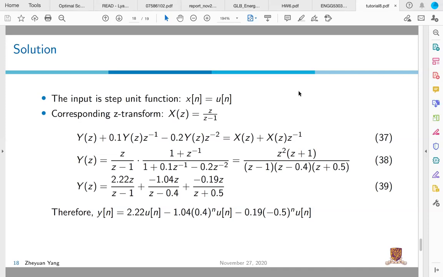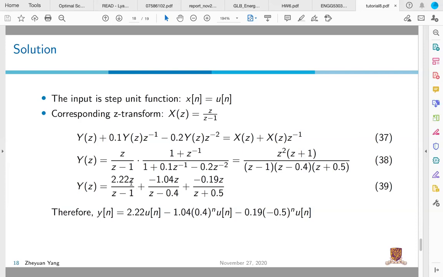The Z transform of the unit function X(z) is equal to z divided by (z - 1). And previously we have the relation, the transfer function is equal to this relationship, and we have the Y(z). Now X(z) is equal to z divided by (z - 1), and the second term is the transfer function, which is also called H(z). Now we also multiply z squared to both the numerator and denominator, and we have this form. I eliminate the intermediate steps. You can do it by yourself.